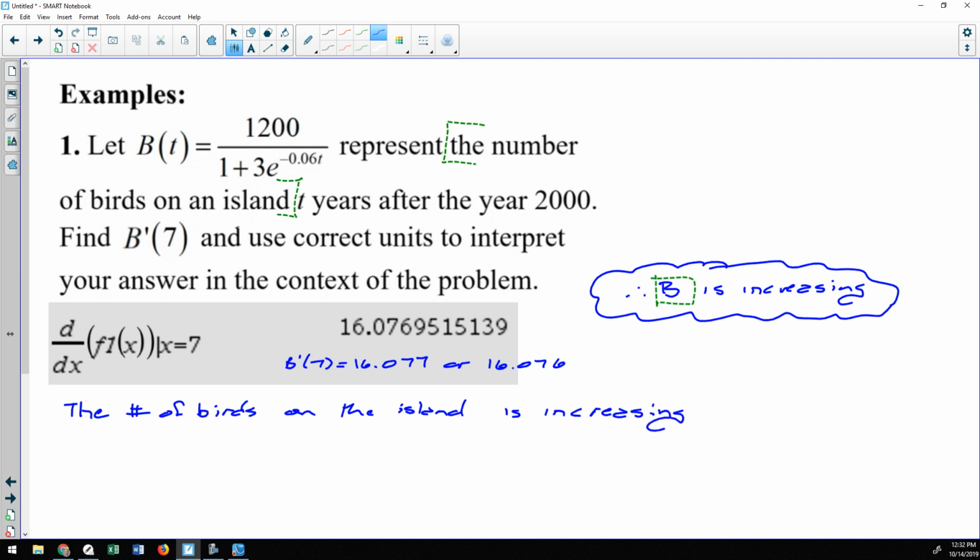And then when you interpret in the context of the problem, you want to restate all values that are involved in the solution. And in this case, I need to restate the value of 16.077. I need to attach correct units, and then I need to restate that this is happening when t is equal to 7. So the number of birds on the island is increasing at my answer of 16.077, and that will be in units of birds per year.